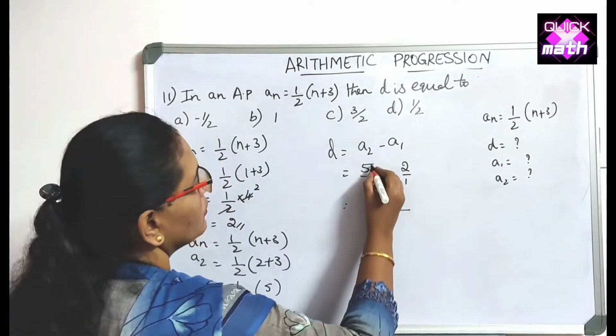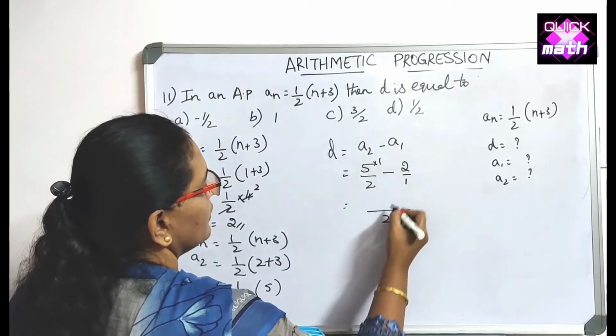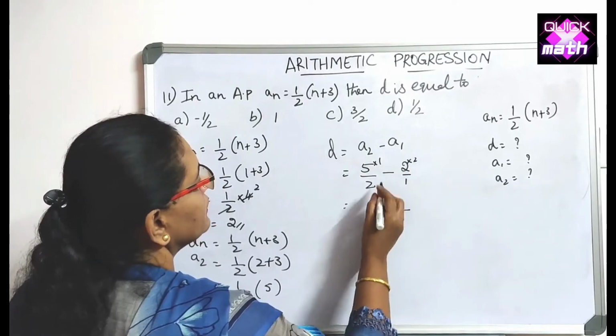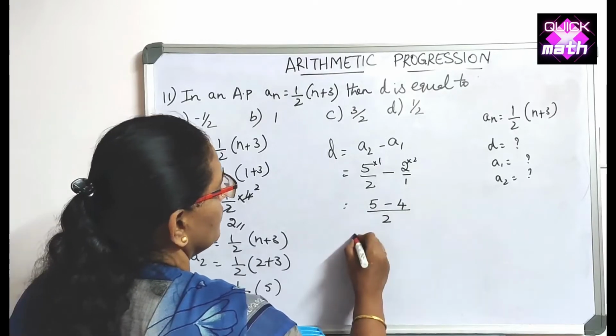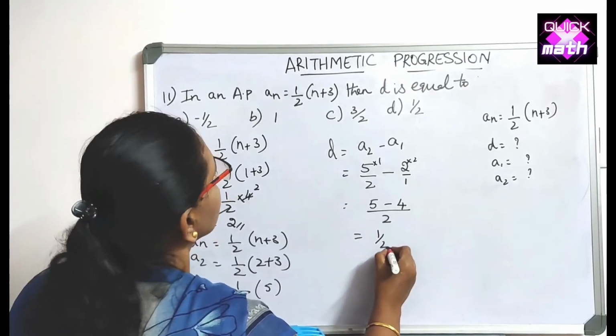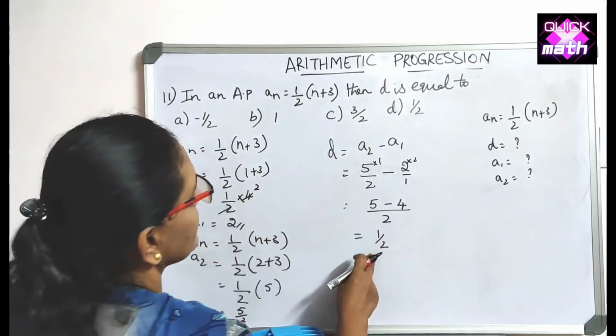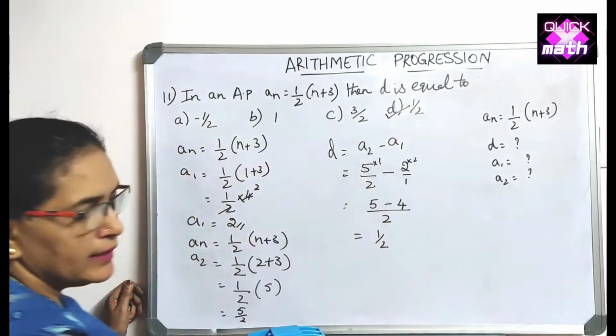2 goes into 1 time, so I'll write here 1. 1 goes into 2 times, so I'll write here 2. 5 ones are 5 minus 2 twos are 4. So 5 minus 4 is nothing but half. So the answer is plus half we are getting. So D is the right answer.